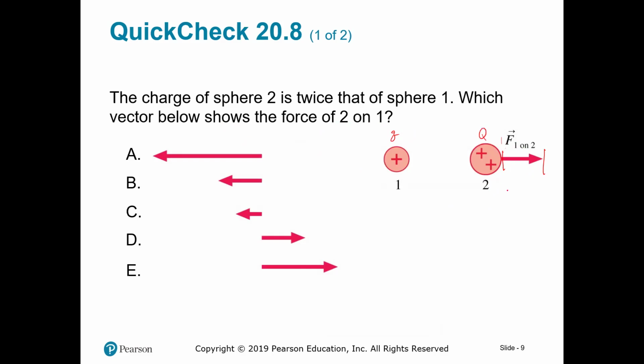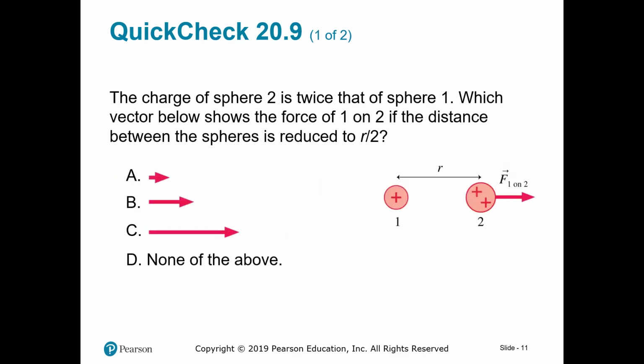So then what is F1 on 2? It's K, small q, large Q divided by R squared, where R is the distance between these two charges. And then we are looking for the force of 2 on 1, and that is again the same, K q Q over R squared. The only difference is this force is to the right, and this force is to the left. Their directions are different, but the magnitudes of these two forces are the same. And again, this is simply Newton's third law.